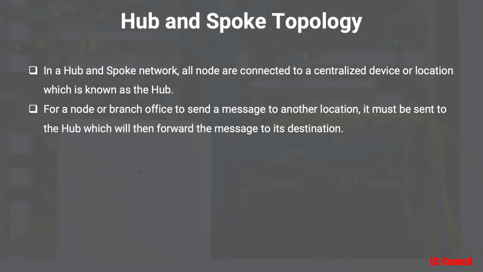Another well-known topology is the hub and spoke topology. In a hub and spoke topology, all nodes are connected to a centralized device or a centralized location. This is known as the hub. For a node or a branch office to send a message to another location, it must be sent to the hub, which will then forward the message to its destination. So let's take a look at how companies interconnect their branches using a hub and spoke topology.